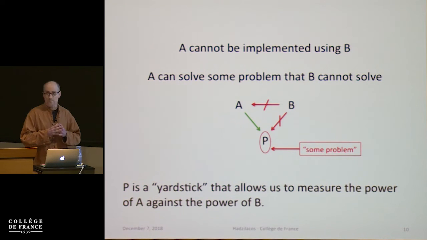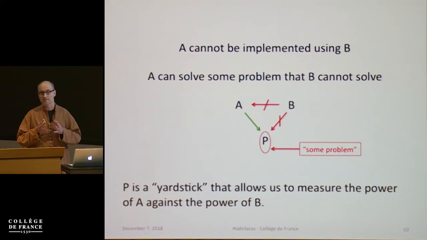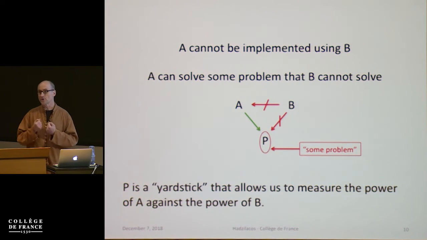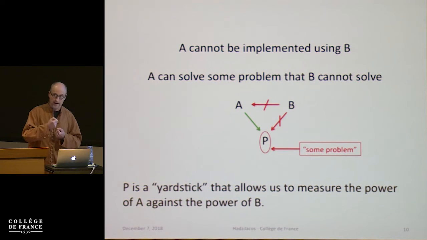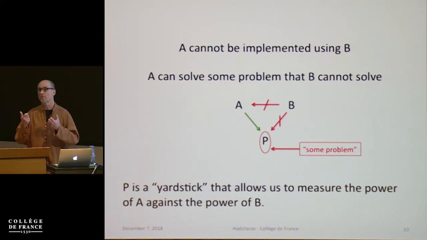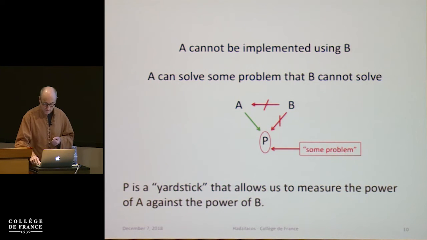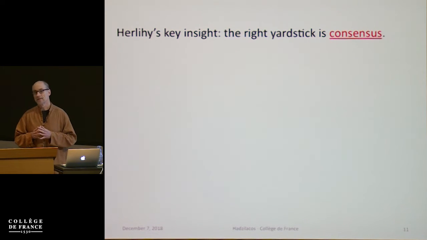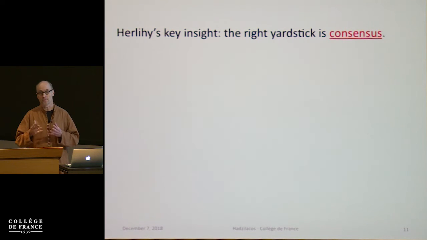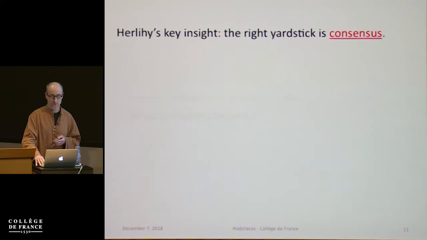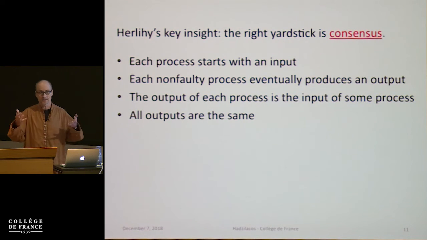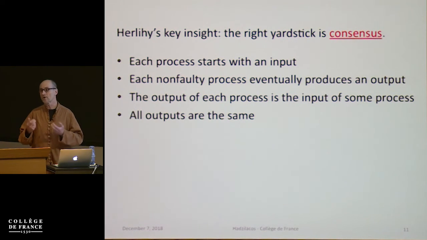So you see here that P is, or can be thought of as, a yardstick that you use in order to compare, to measure the power of A against the power of B, to compare the powers of the two objects to implement one another. And Herlihy's key insight was that the right yardstick for comparing the power of objects to implement one another is this famous consensus problem that you have heard about many times. It allows a set of processes to agree on one of their inputs.